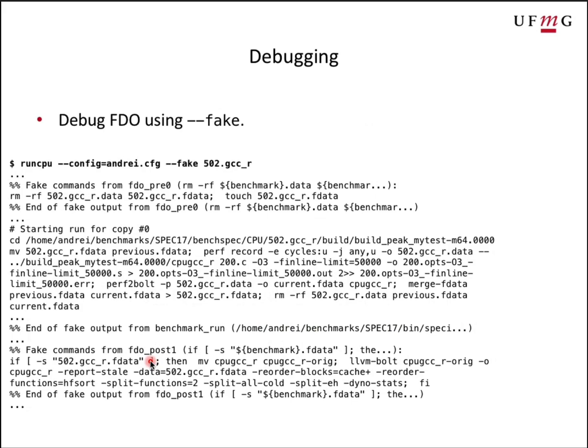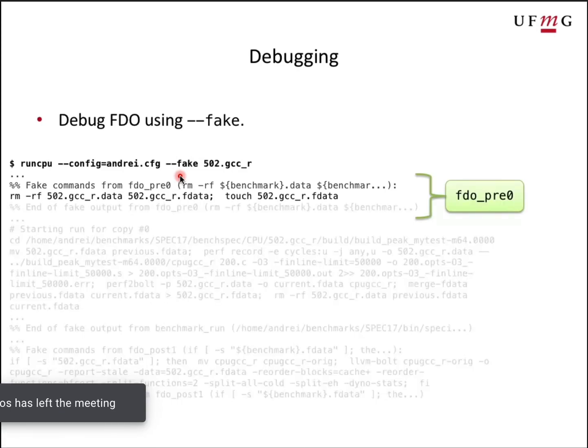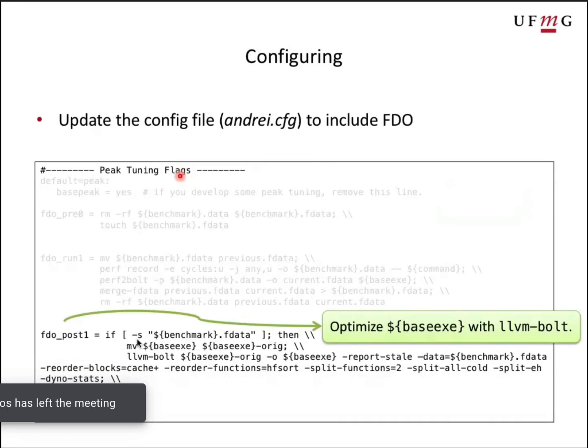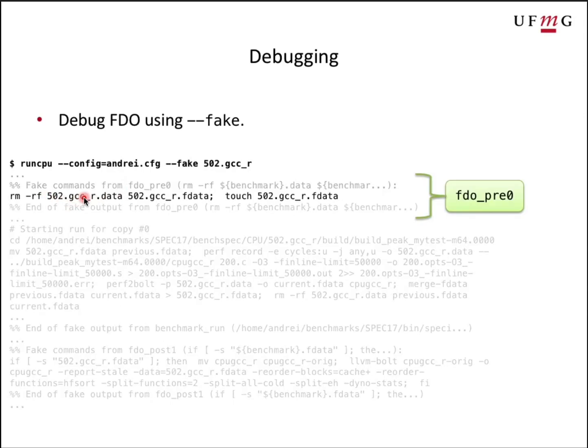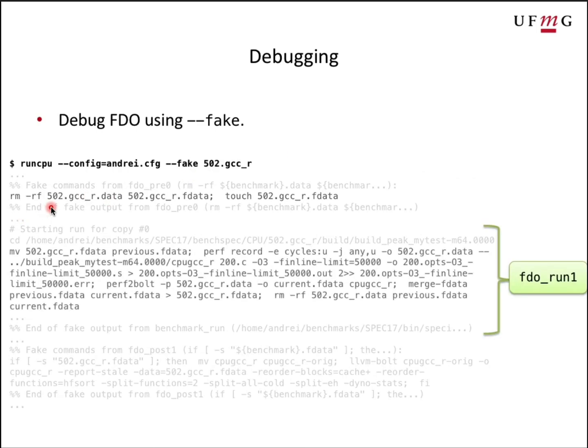So we can use a compiler flag called fake, that we can use to simulate what we are actually doing. So in our script we have the variables, but once we are running, we can see actually what we are using. So the benchmark name is substituted by the real name, for example, if I want to run GCC, it will be changed to GCC.